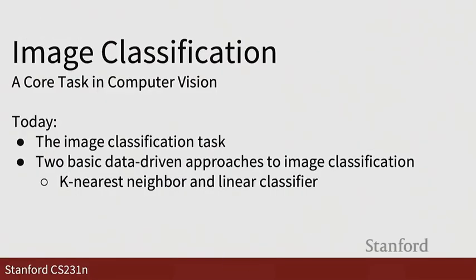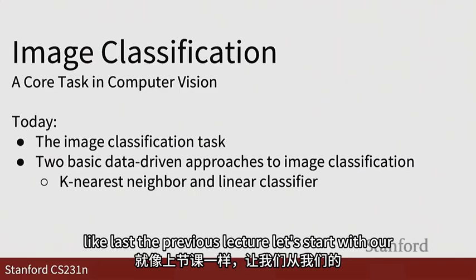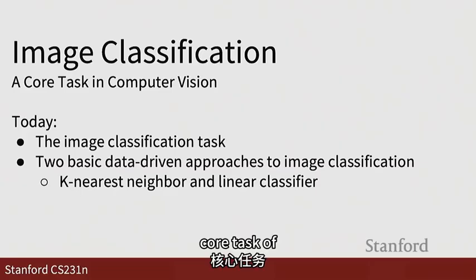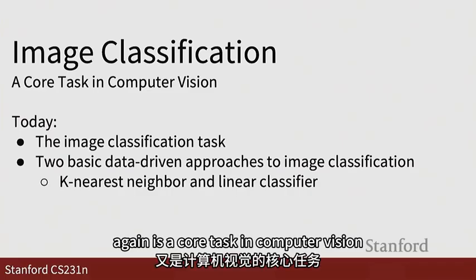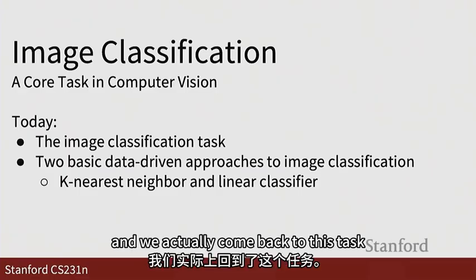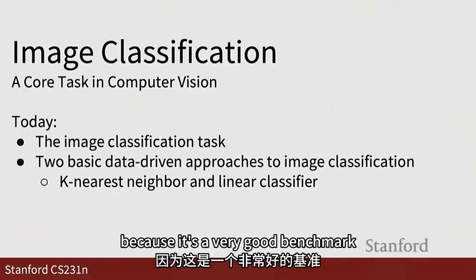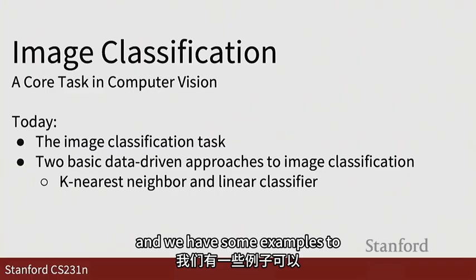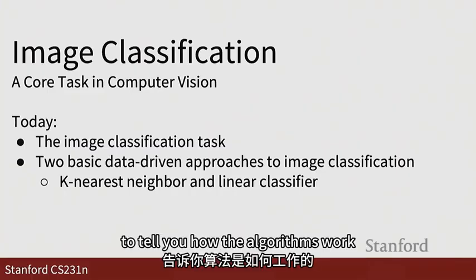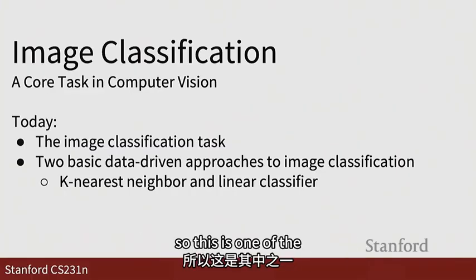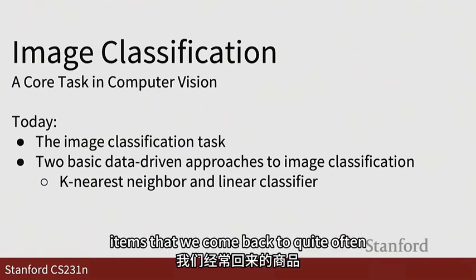So, like the previous lecture, let's start with our core task of image classification. Again, it's a core task in computer vision, and we actually come back to this task quite often throughout the quarter because it's a very good benchmark, and we have some examples to tell you how the algorithms work. So this is one of the items that we come back to quite often.